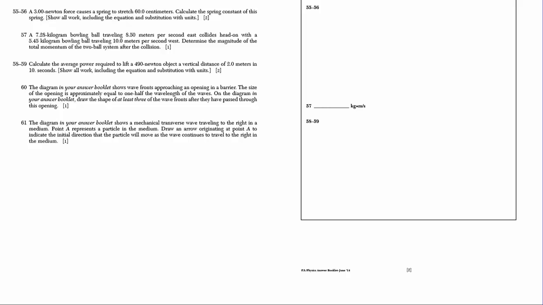55 through 56 go together. We have a 3 Newton force causing a spring to stretch 60 centimeters, and we want to find the spring constant for the spring. That 3 Newton force is going to pull that spring down. Now, you don't need to show this part that I'm showing, but you do need to show work for this. It says show all work including equation substitution with units. That's how you get both your points. But this portion you don't need to show.